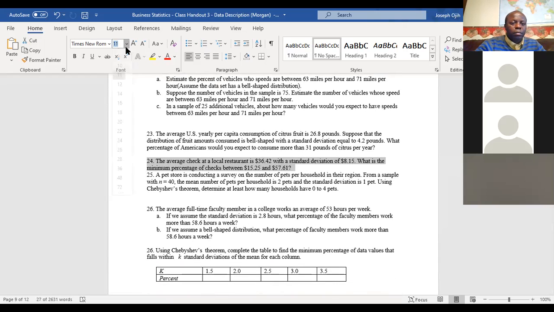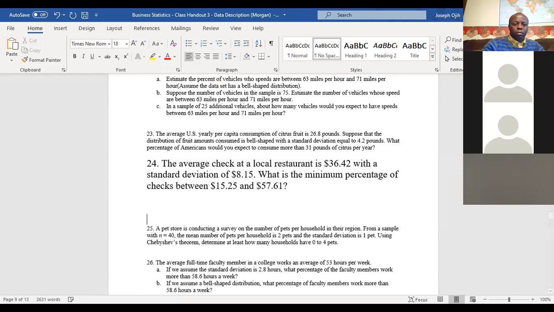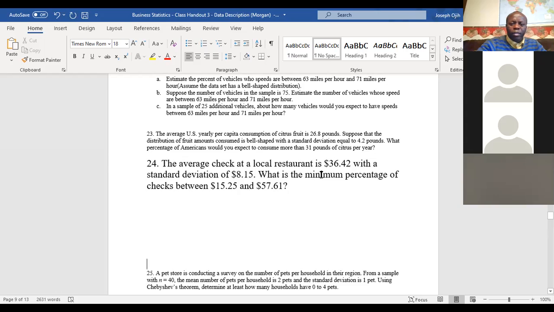It says, the average check at a local restaurant is $36.42 with a standard deviation of $8.15. What is the minimum percentage of checks between $15.25 and $57.61? It didn't say anything about assuming that the distribution is normal or bell-shaped. So that means we're going to use Chebyshev. Solution.